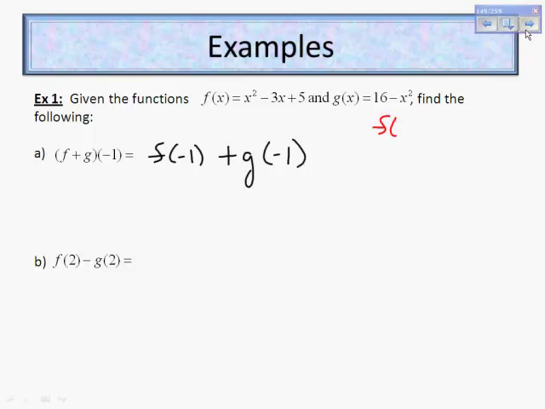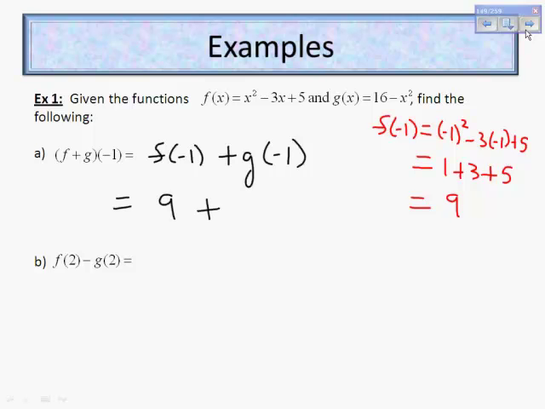F of -1 means I take my function f of x, and everywhere I see x, I replace it with -1. So this would be -1, that raised to the second power, minus 3 times -1, and then plus 5. So -1 squared would give me 1. -3 times -1 would give me positive 3, and then plus 5. So 1 plus 3 plus 5 would give me positive 9. So back over here, f of -1, I now know what value to plug in there for f of -1. F of -1, I can plug in positive 9.